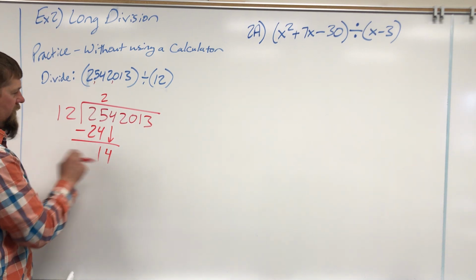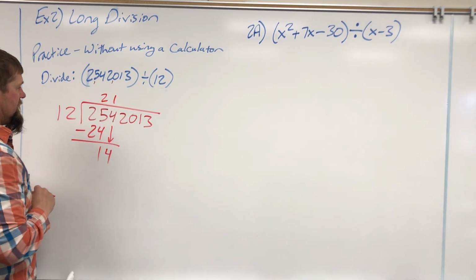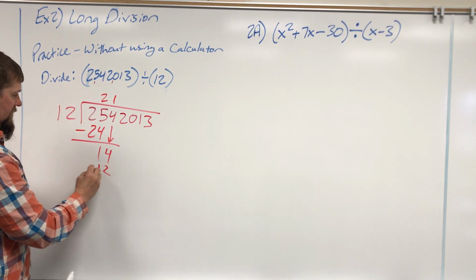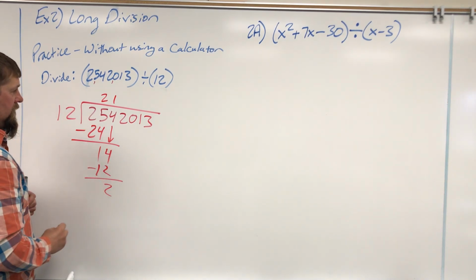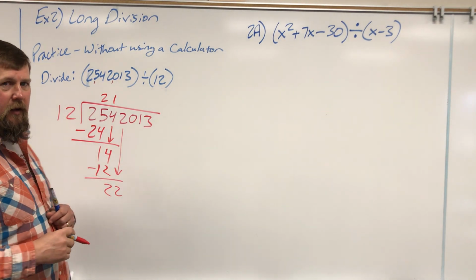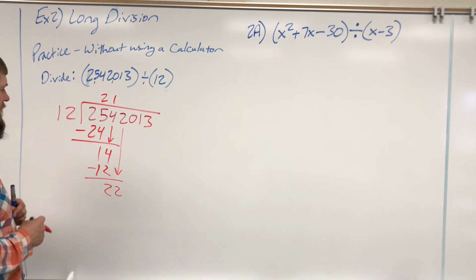How many times does 12 go into 14? Once. Multiply it back. 12. Subtract. 2. Drop the next number, 2. Okay, we keep doing this until we get to the end.